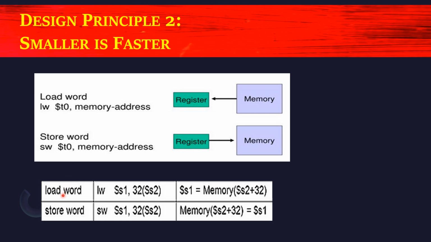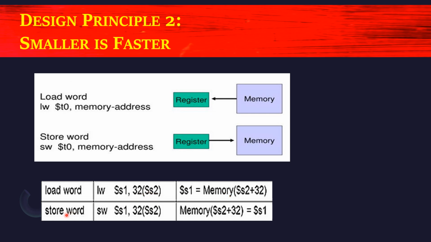Okay, let's look at an example. Load word $s1, 32($s2). We add this offset value to $s2. Then we take that particular memory operand from that location, and it is stored in the register $s1. So that is LW. LW stands for load word. It loads the word from the memory location 32 plus the starting address.